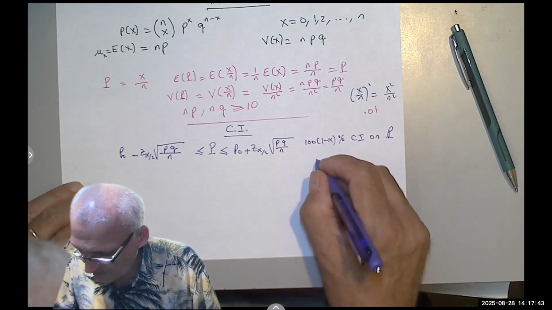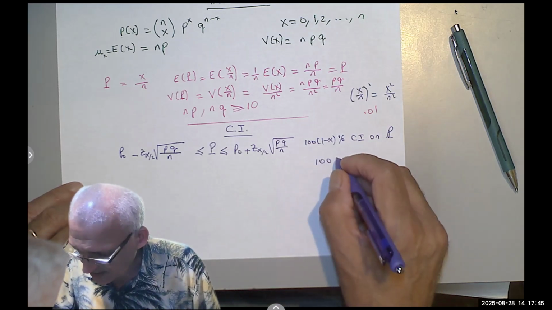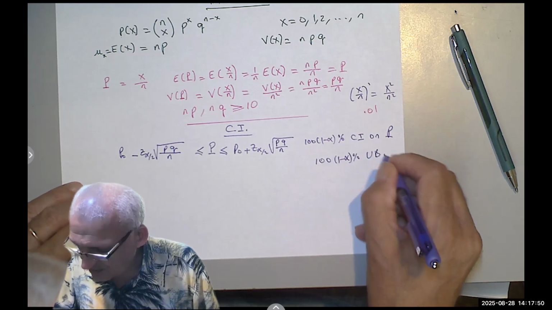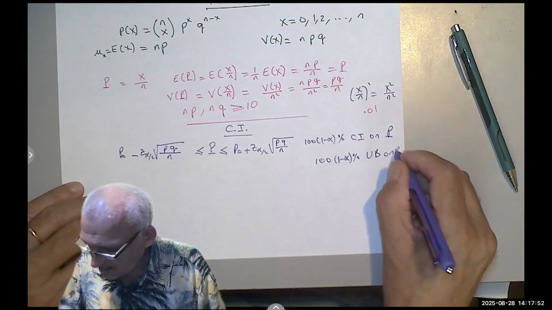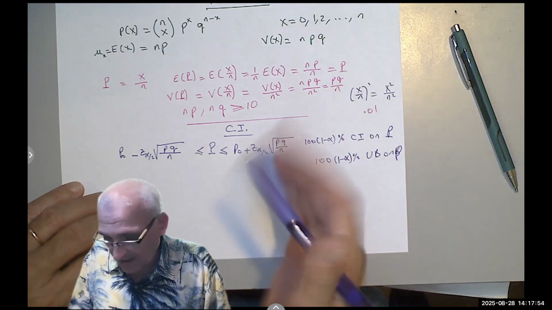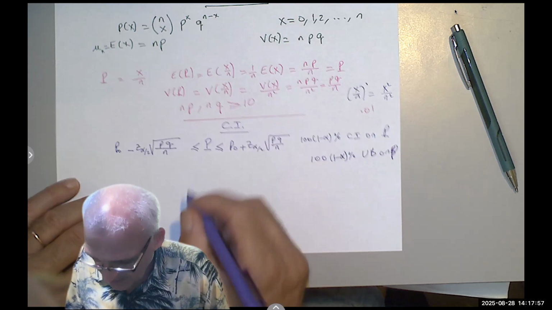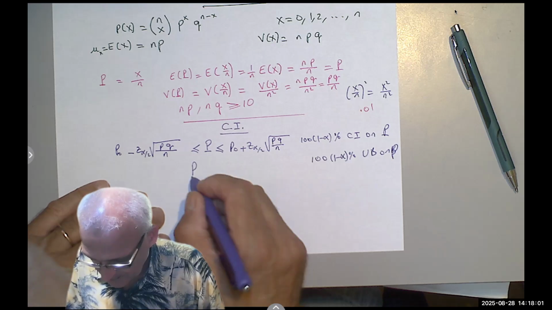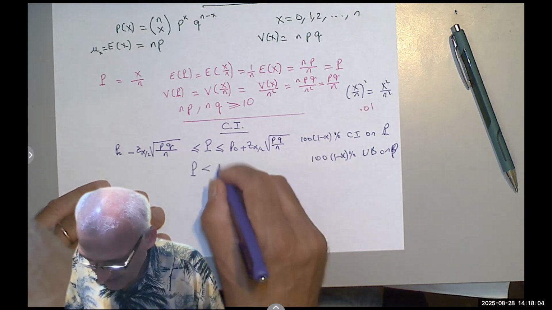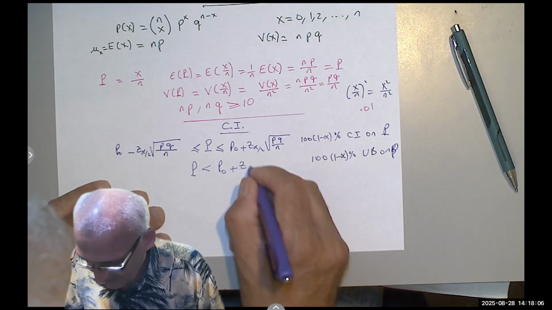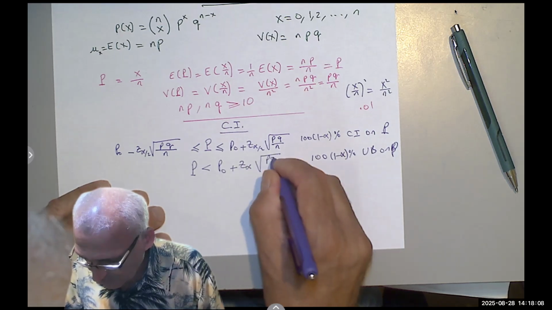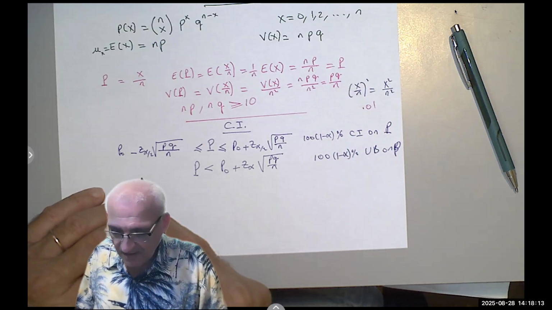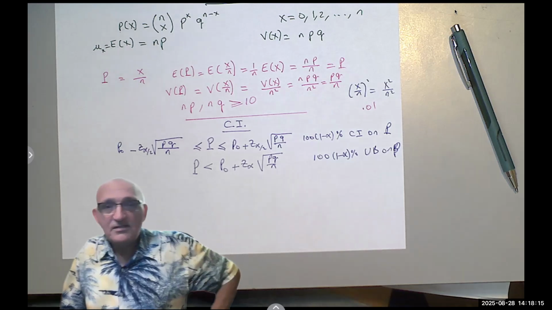And if it's a 100 times 1 minus alpha % upper bound on P, upper bound meaning it doesn't exceed something, then you would say P has to be less than P0 plus Z alpha times the square root of PQ over N. And if it's a lower bound, you say P is greater than P0 minus Z alpha times the square root of PQ over N.